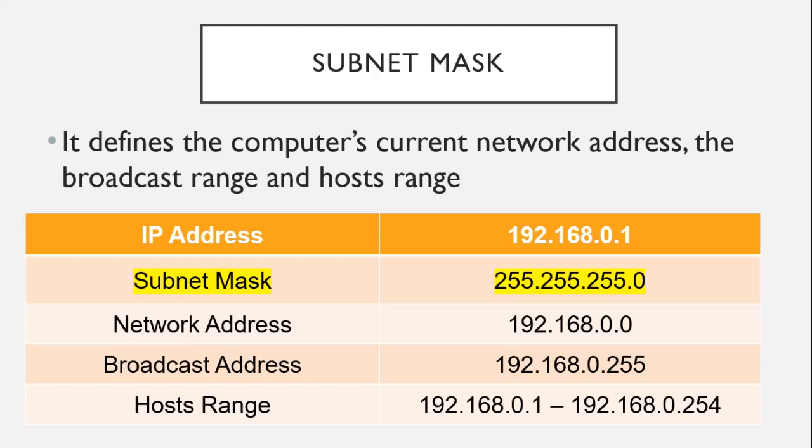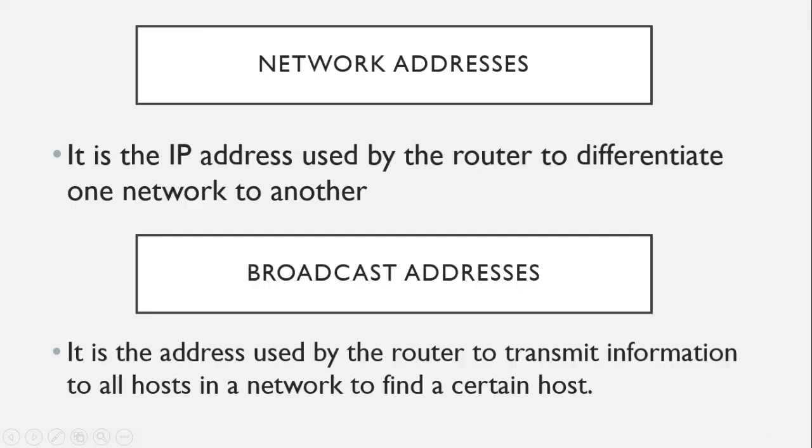A subnet mask defines the computer's current network address, the broadcast range, and the host range. The host range is basically the possible IP addresses that you can use in that specific network. Now, the network address and the broadcast address are these. Your network address is the IP address used by the router to differentiate one network from another.